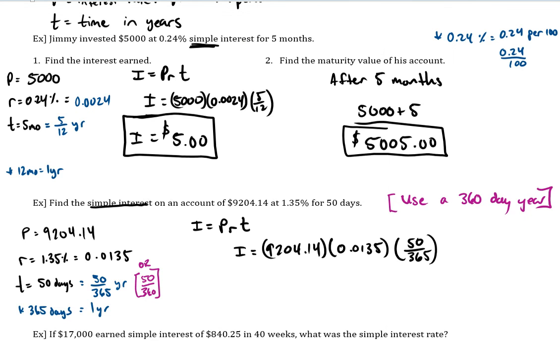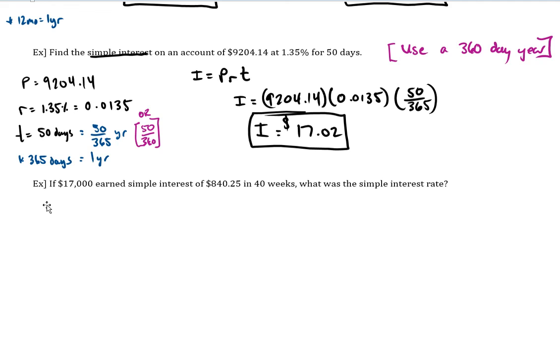Okay, so find the simple interest on the account: $17.02. Okay, there it is. So pretty nice formula, right? Okay, let's do one other here with the simple interest.